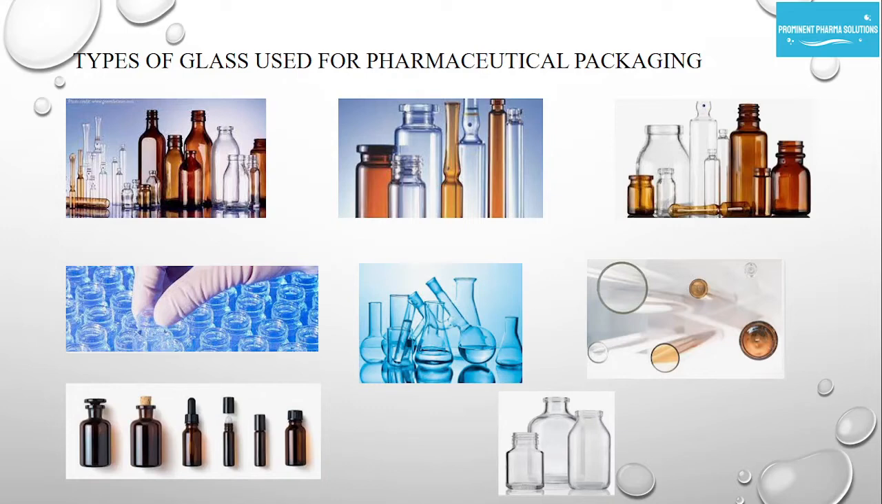The glass container used for pharmaceutical packing shall not directly interact physically or chemically with the content in a way that impacts the quality of the drug product. The various types of glass used for pharmaceutical packaging as per USP are as follows.